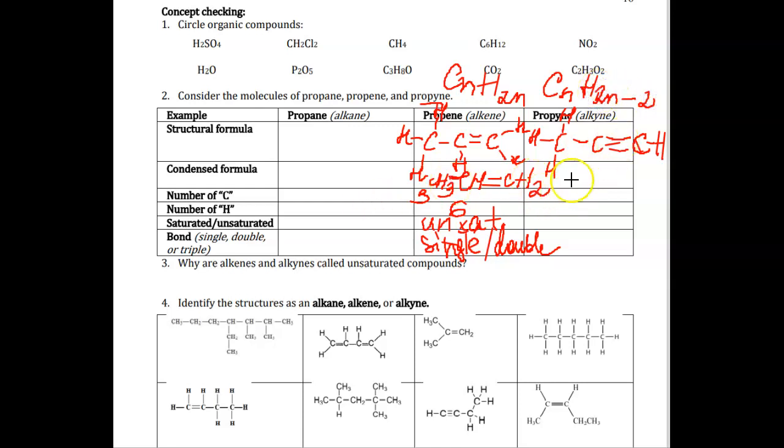So the condensed formula is CH3, C triple bond, and CH. Here, number of carbons is 3, number of hydrogens is 4. It's unsaturated. Bonds: single and double.